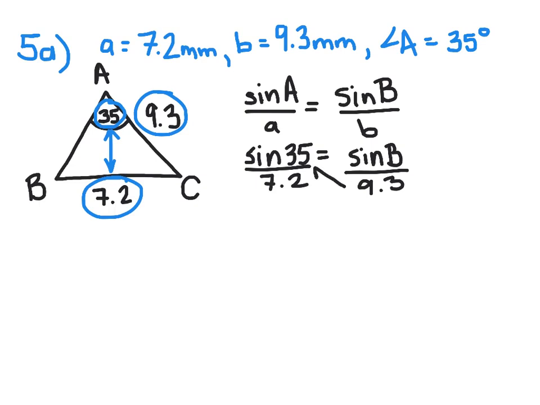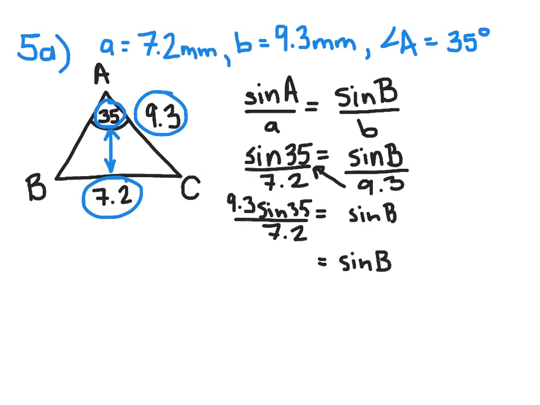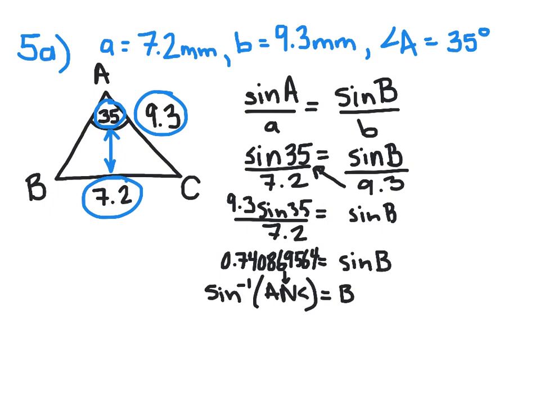Now, when I cross multiply the 9.3, I get this. When I simplify the left side, I get that sine B is equal to this long number over here, and of course I'm going to keep all the decimal places for now. When I bring sine to the other side, it will be sine inverse. I'm not going to retype the whole thing, I'm just going to write sine inverse of that answer, which is already on my calculator. When I round this to the nearest degree, I get 48 degrees.